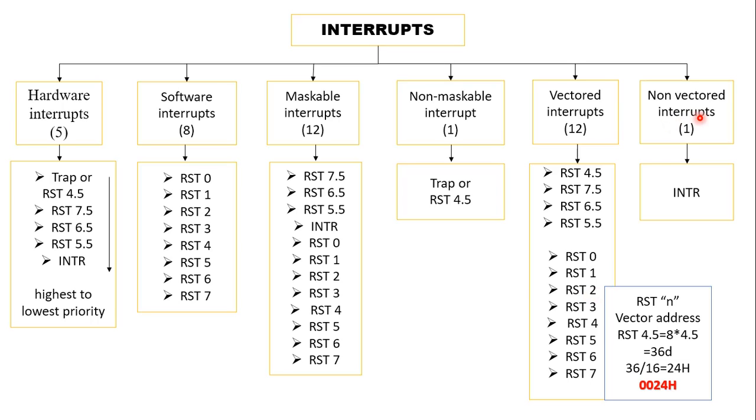Non-vectored interrupt. An interrupt that is not available with an RST vector address is called a non-vectored interrupt. The only interrupt without RST is INTR. These are the interrupts which are used for the 8085 microprocessor.